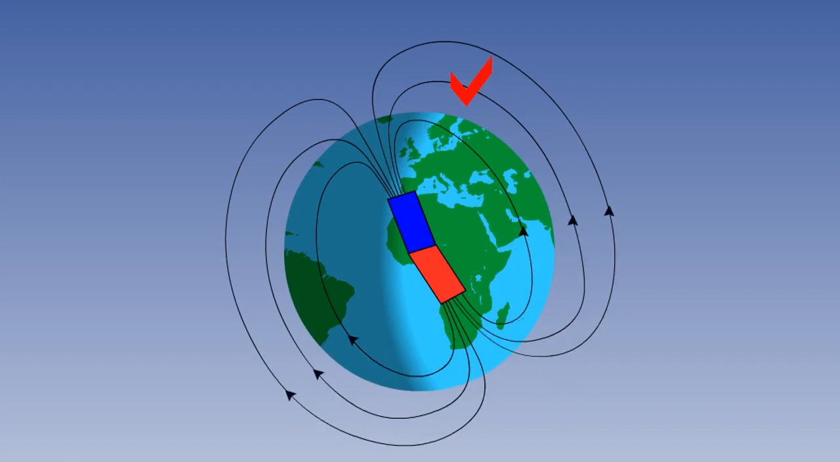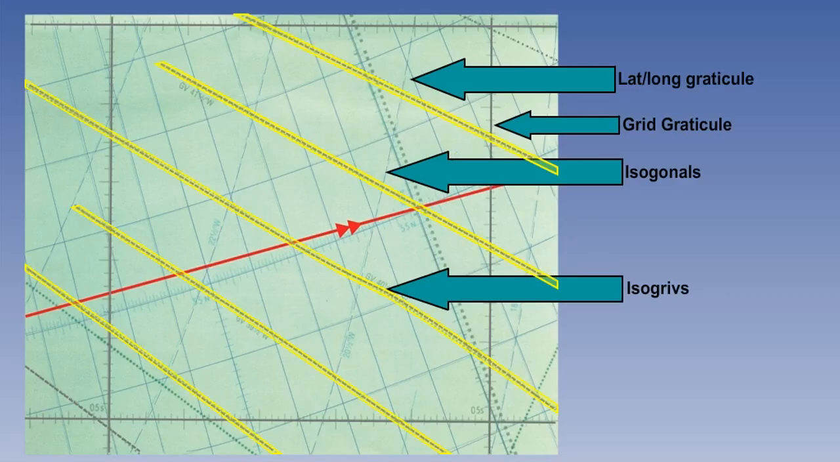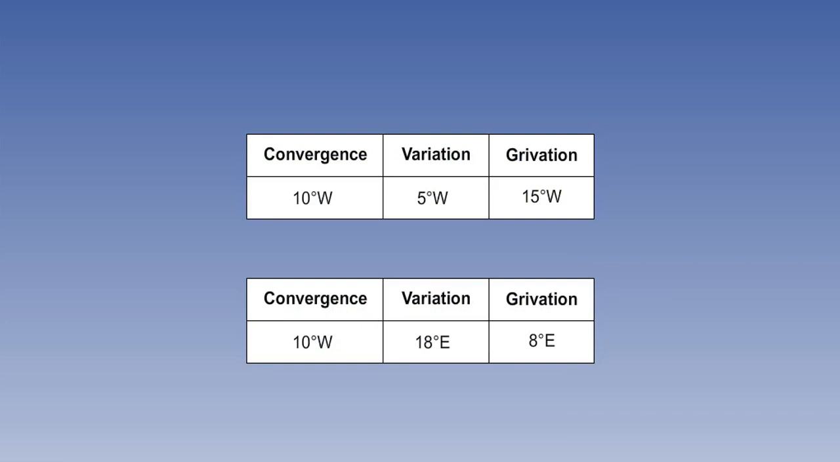It is perfectly possible to fly by compass, even at high latitudes, as long as the aircraft is not too close to the magnetic pole. In this case, we use grivation, which is the difference between magnetic and grid north, instead of variation, which is the difference between magnetic and true north. Grivation is the algebraic sum of convergence and variation.